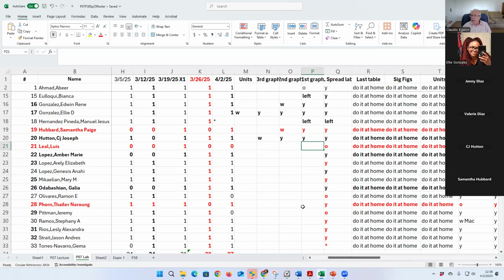Luis Leal, let's see. Luis Leal is not here. Next is Amber Lopez. Amber is not here either. It looks like Amber left. Okay. Arely Lopez. Yeah, I finished the second graph, and I'm working on the third graph right now. Okay, thank you.